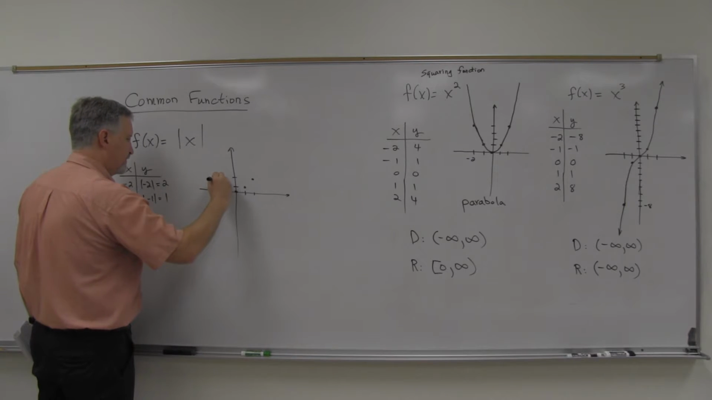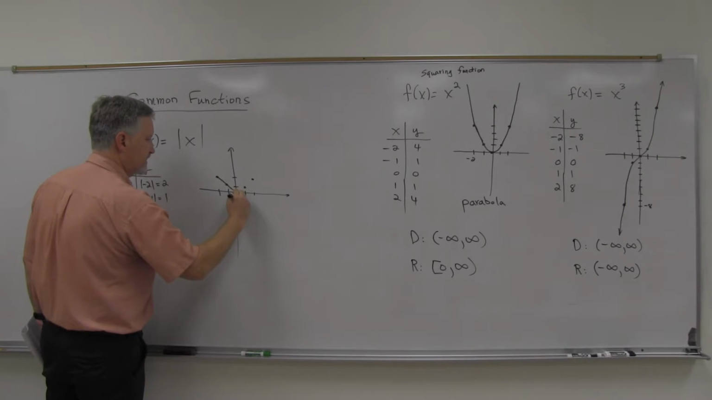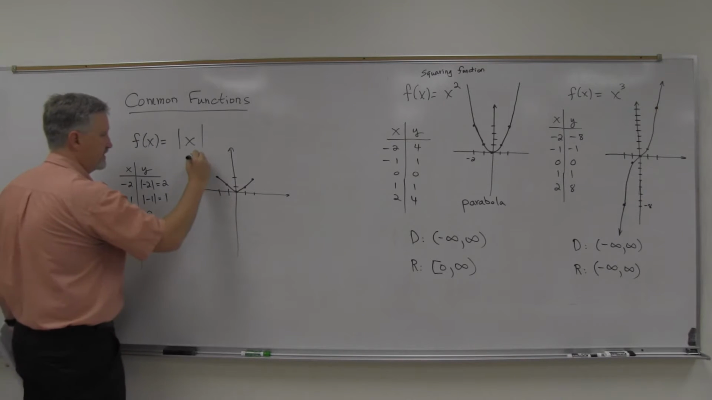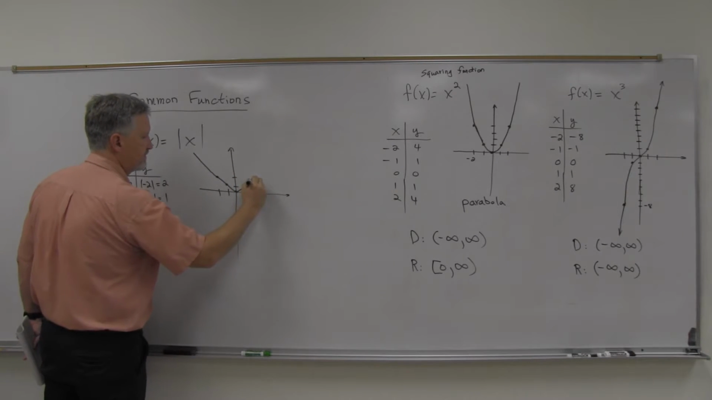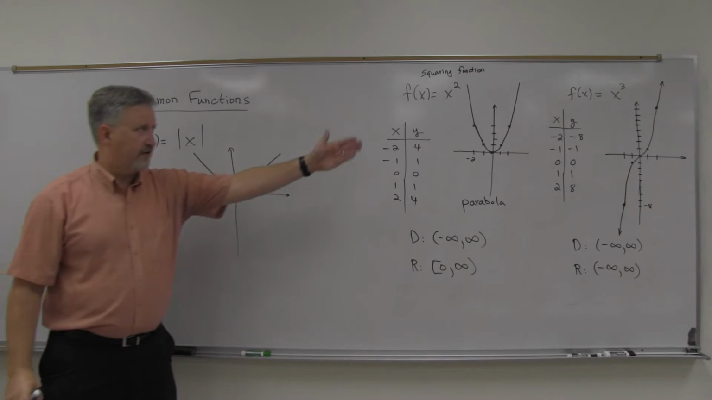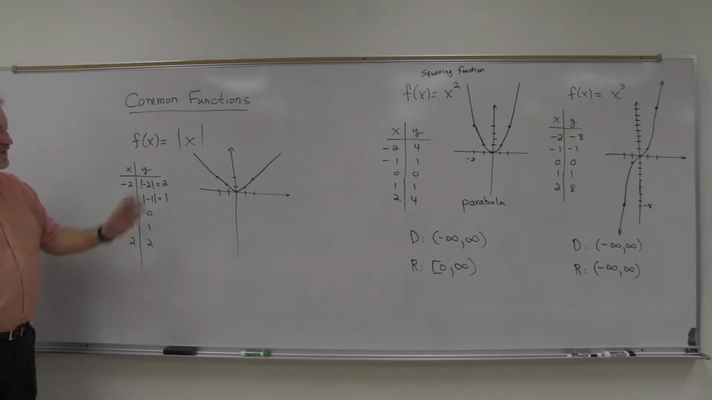So it's not hard to imagine what's going to happen. The deal is these come in differently than the squaring function because these make a V shape, don't they? The V-shaped graph is the absolute value of x shape. You get a V shape as opposed to a curved shape like the squaring function. It's the V shape.